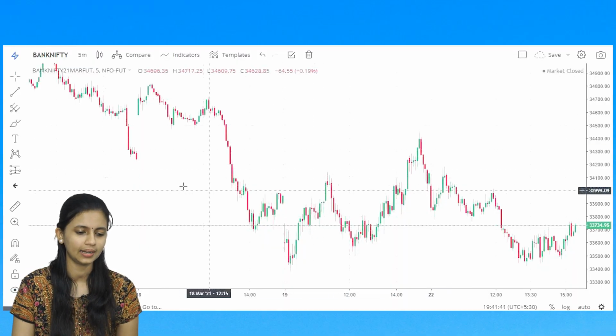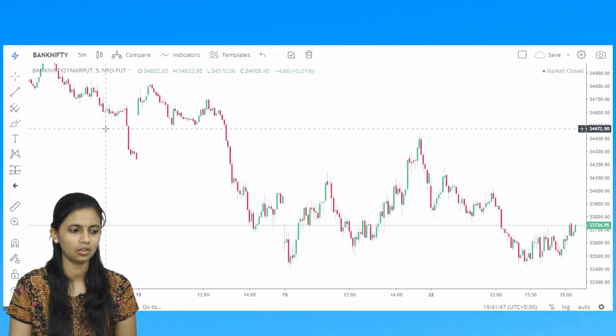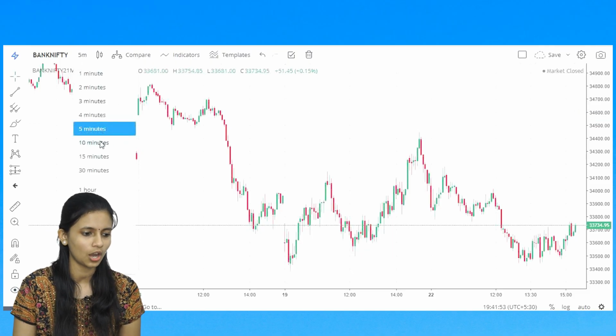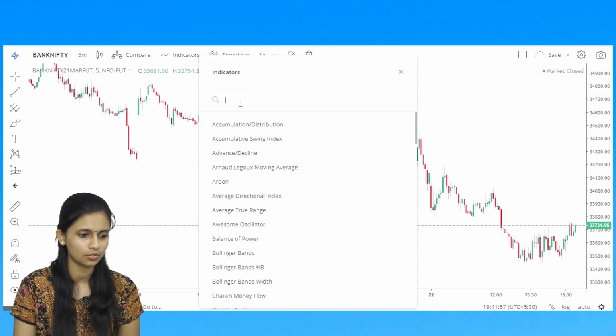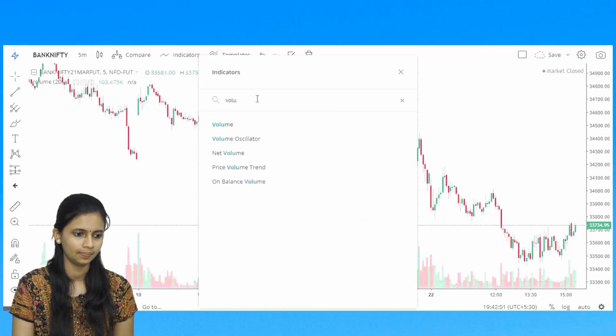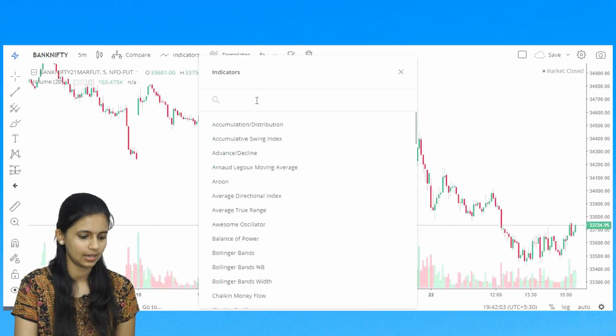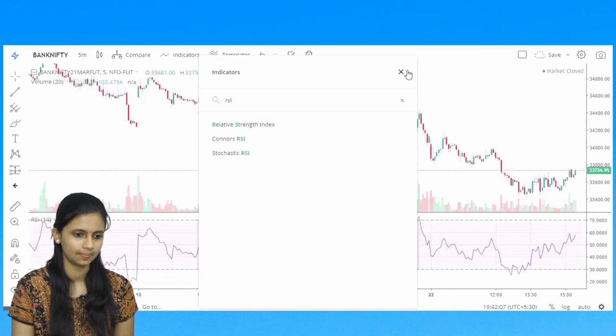So without wasting much time, let's directly look into the portal and see how this works. This is the portal that I am using, the Zerodha portal. As I already told, you can use this strategy while trading in Bank Nifty futures. The time frame you have to set to 5 minutes over here, and in indicators you have to select the volume indicator and the RSI indicator, relative strength index.